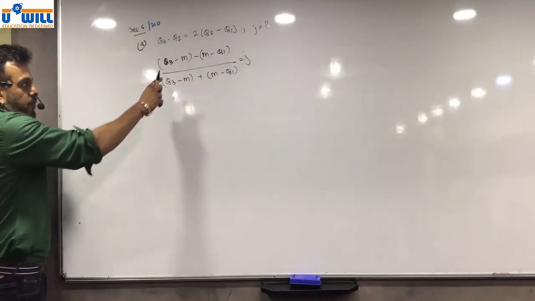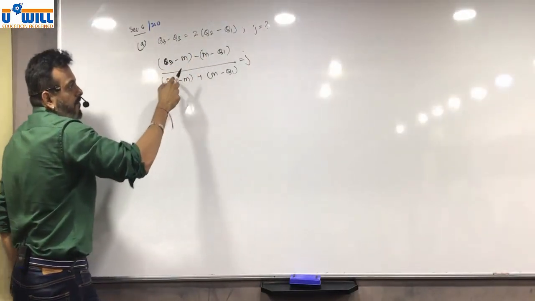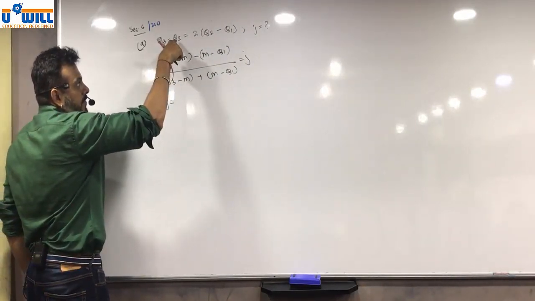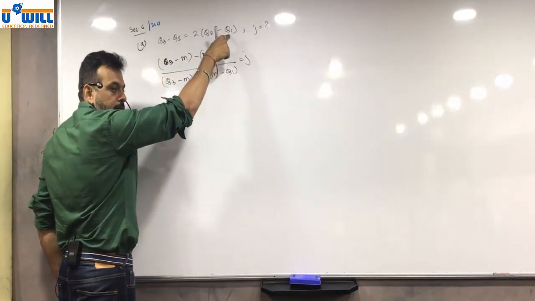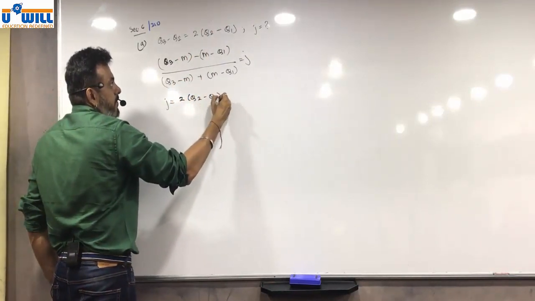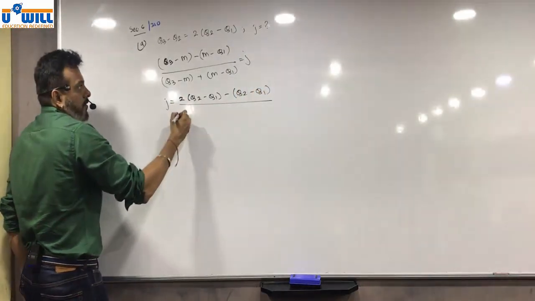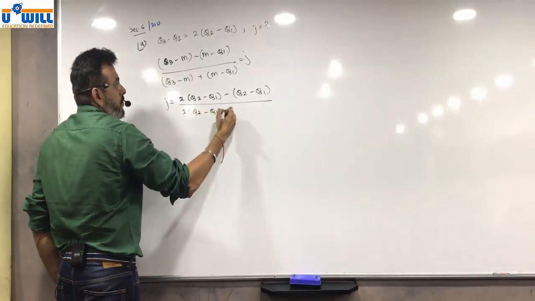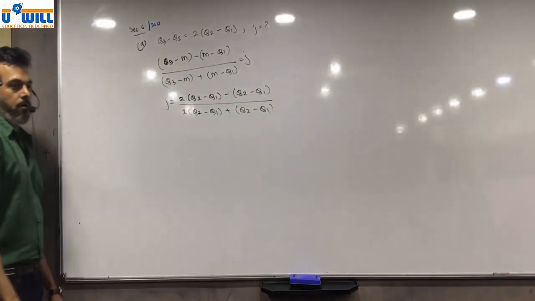Now, this formula is already there. Here Q2 is M, Q2 is M. So you substitute. J is equal to Q3 minus M, which is equal to what? 2 Q2 minus Q1. So I'll write 2 Q2 minus Q1 minus Q2 minus Q1 upon 2 Q2 minus Q1 plus Q2 minus Q1. Now how do we solve this?